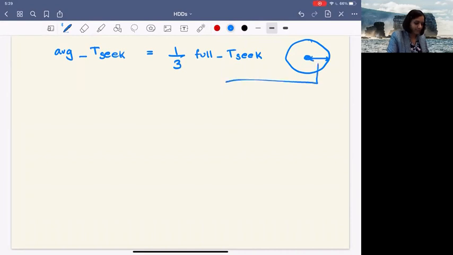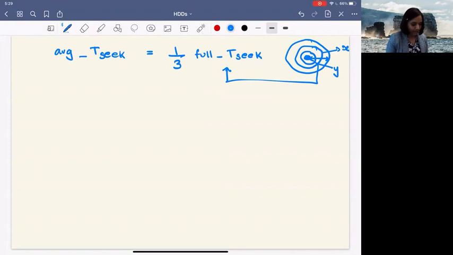That's full T-seek. So what this equation is saying is that, on average, the time taken to go from one track to another random track, let's assume two tracks on this disk, track X and track Y, the time it takes to move from track X to track Y is just 1/3 of the time it takes to go from the outermost track to the innermost track, or vice versa.